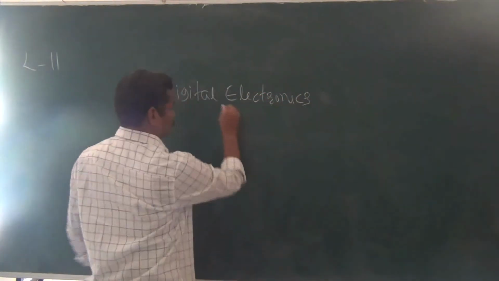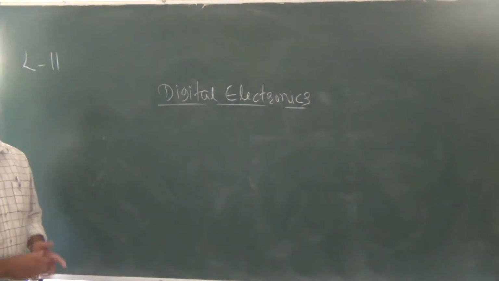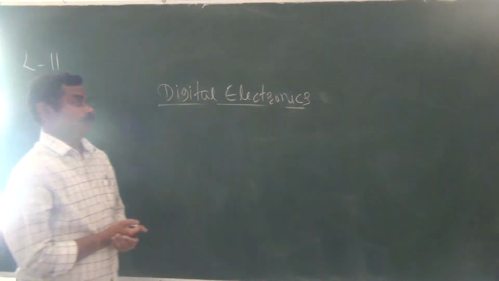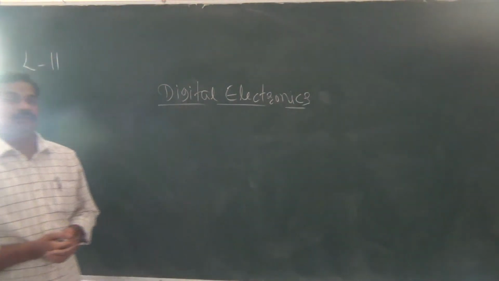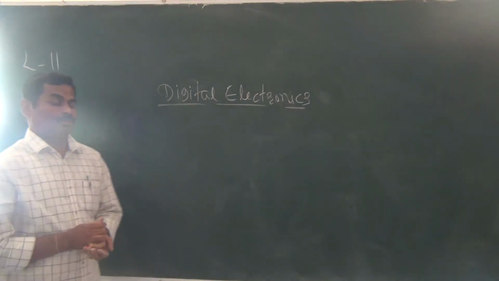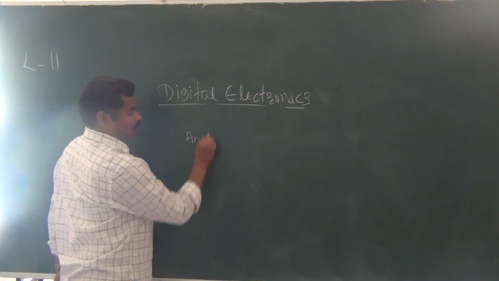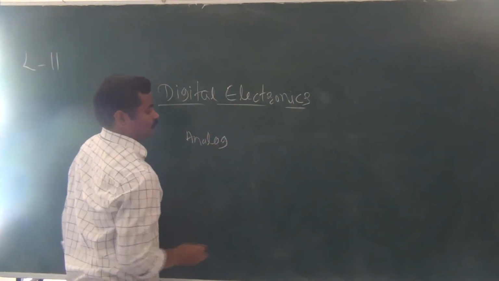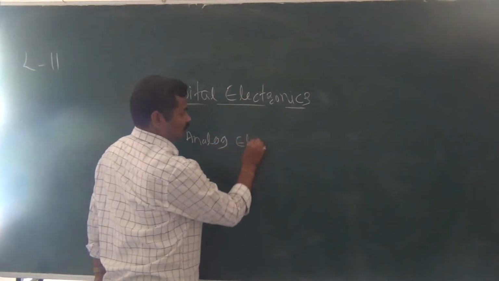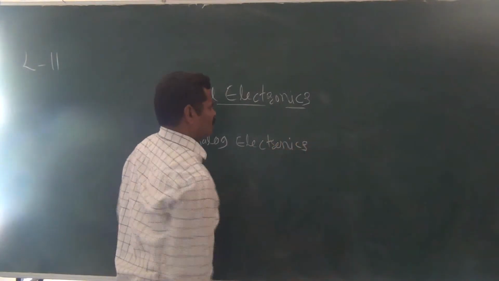Digital electronics. In electronics, you have two branches: one is digital electronics, and the other is called analog electronics. I am not going into detail because it is not technical.